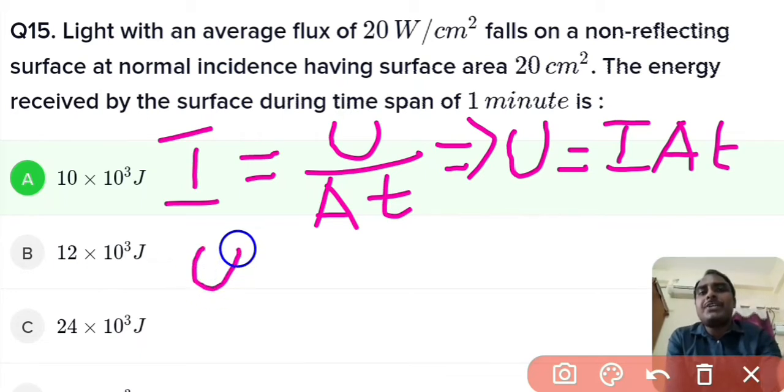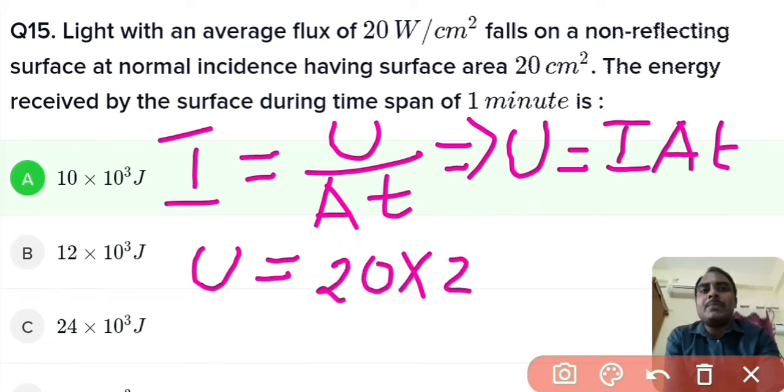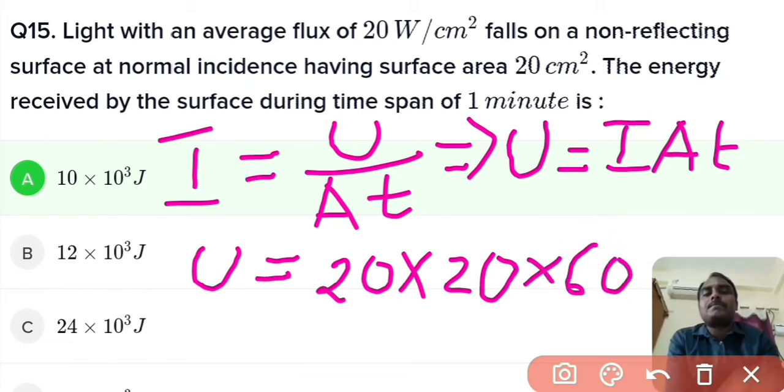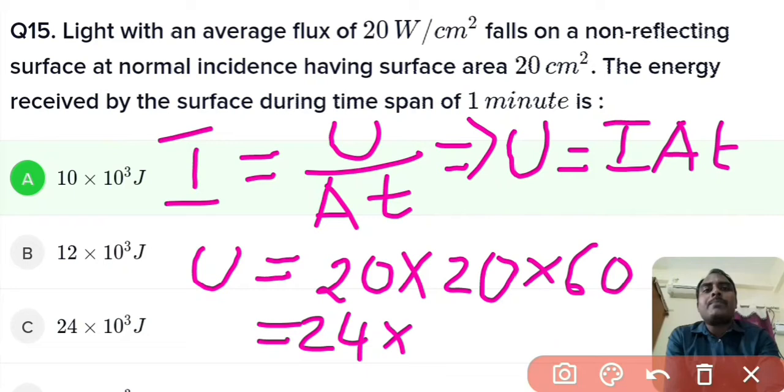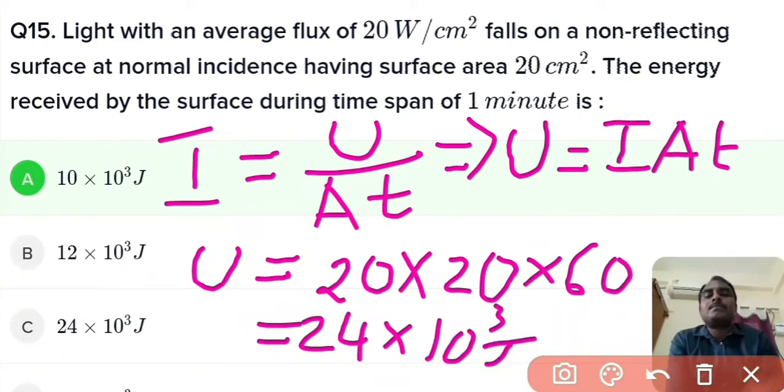Then if you substitute, intensity is 20 watt per centimeter square, into area, given 20 centimeter square, and time is given 1 minute, that is 60 seconds. So 2 into 2, 4 into 6, 24. 24 into 10 power 3 joules. So 24 into 10 power 3 joules. C option is the correct one. By mistake here A is printed. So C option, 24 into 10 power 3 joules, is the correct option.